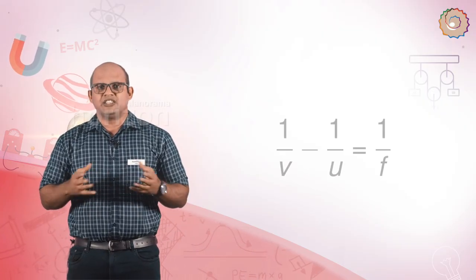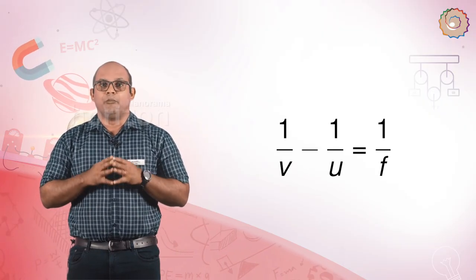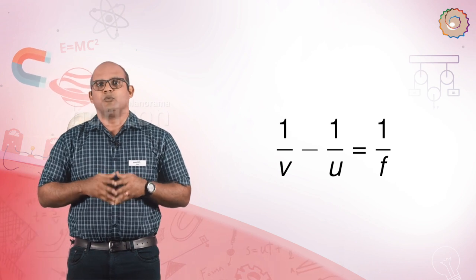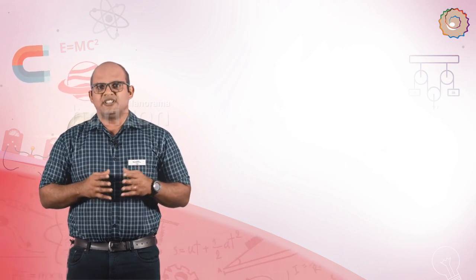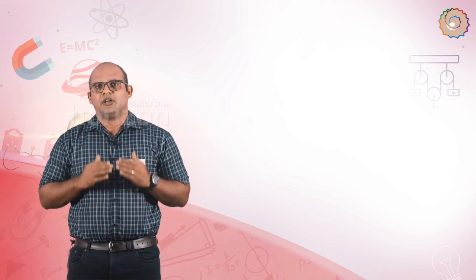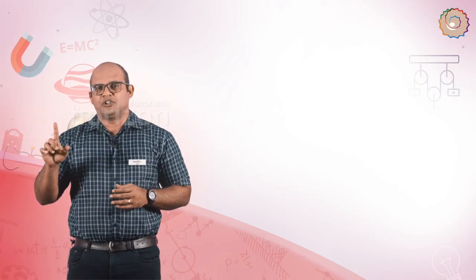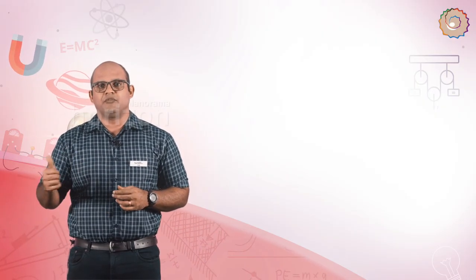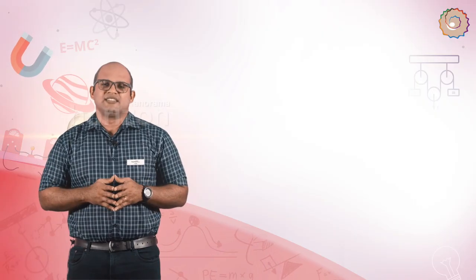This brings us to the lens formula, which is 1/v minus 1/u is equal to 1/f. So you may notice that this formula is very similar to the formula we use for mirrors except for the switch in sign. Here it is negative 1/u. You may wonder why this is the case.